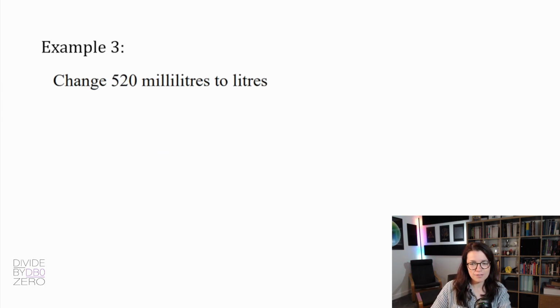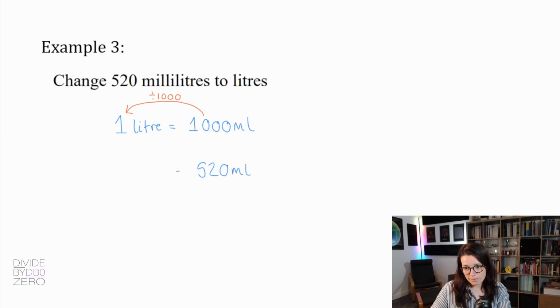Example 3, change 520 milliliters to liters. So let's write down the relevant fact. 1 liter is 1,000 milliliters. We're going from milliliters to liters, so we need to go this way and therefore divide by 1,000. 520 milliliters, divide that by 1,000, so decimal point at the end, go back or to the left 3 times, 1, 2, 3, and we get 0.52.